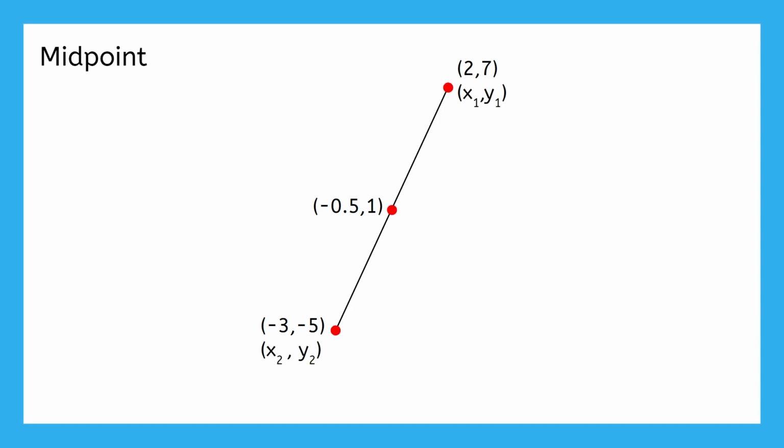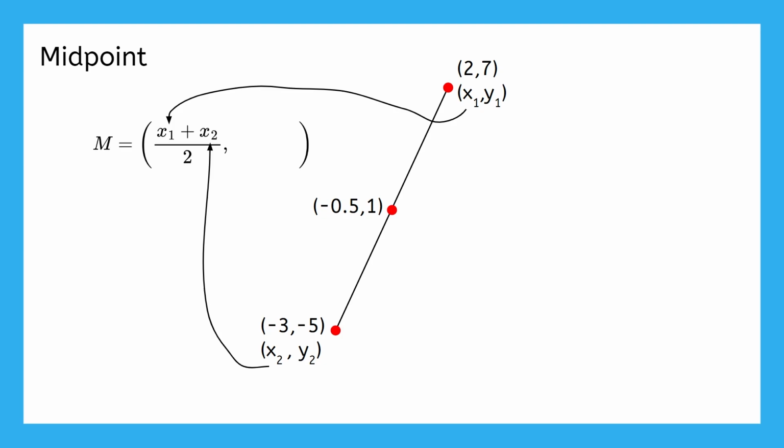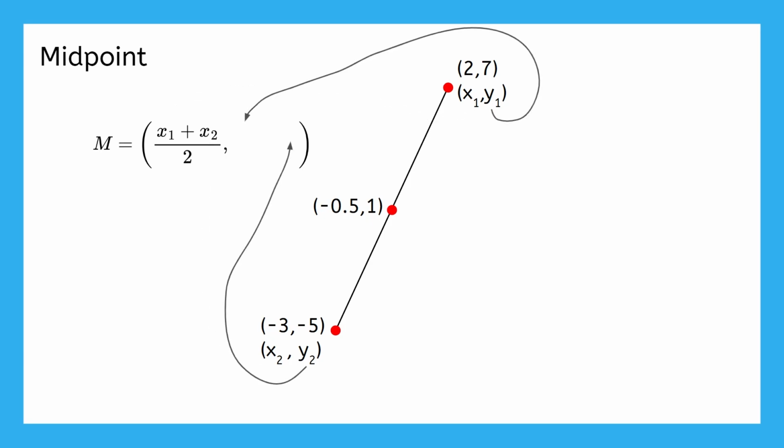If we use more generic notation for these points, we could come up with a formula. We had to add x1 and x2 and divide by 2 to average them. That gave us the x value of the midpoint. And averaging the y values together gave us the y value of the midpoint.